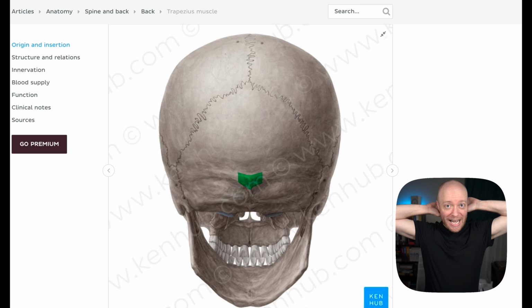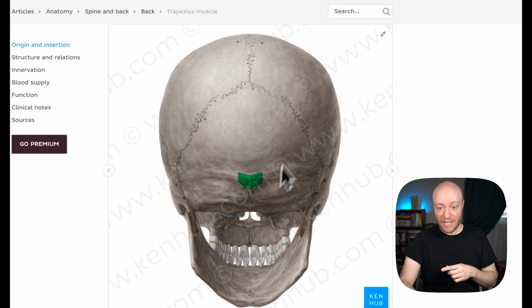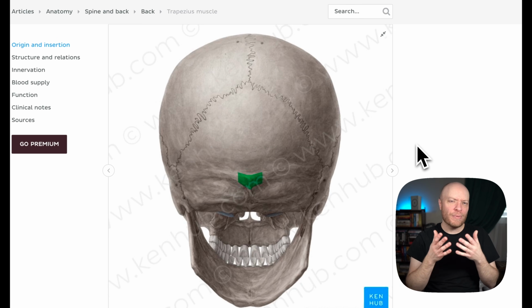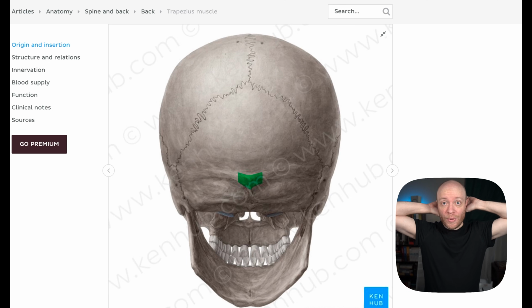This bump in the back of your head is called the external occipital protuberance, which basically just means a bump on the occipital bone, which is this massive bone in the back, and it's a protuberance, so it's like a pokey outy thing. That's basically what that means. And trapezius is going to attach to it.